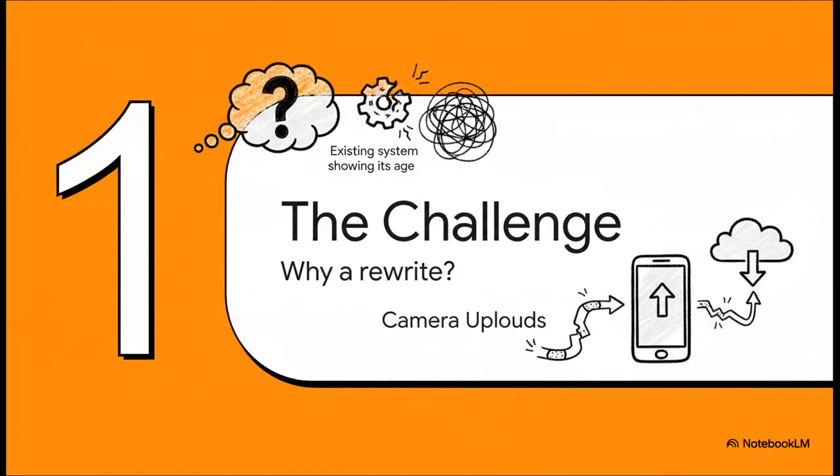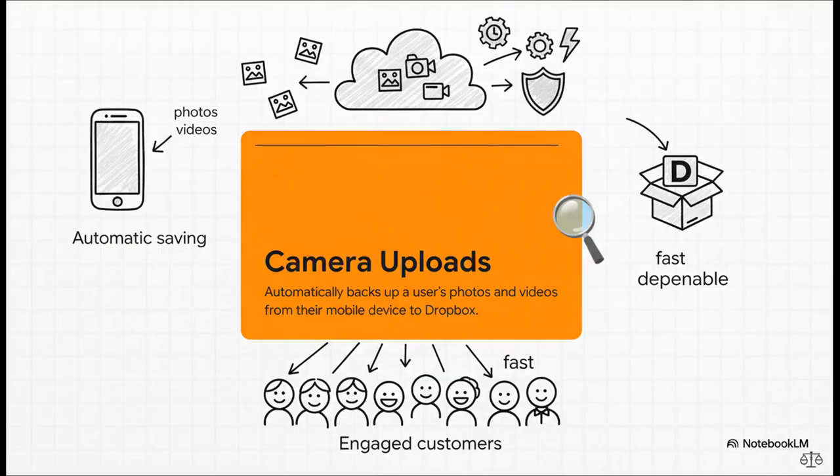In any system design interview, your first step is always to understand the problems with what's already there. Dropbox wasn't building from zero. They had a feature that kind of worked, but it was old, creaky, and causing a ton of headaches for their engineers. So first off, what is camera uploads?